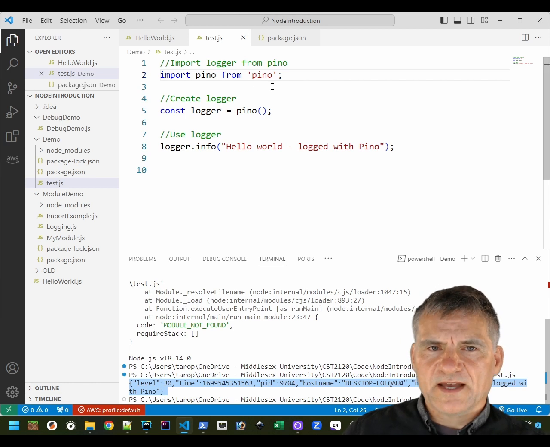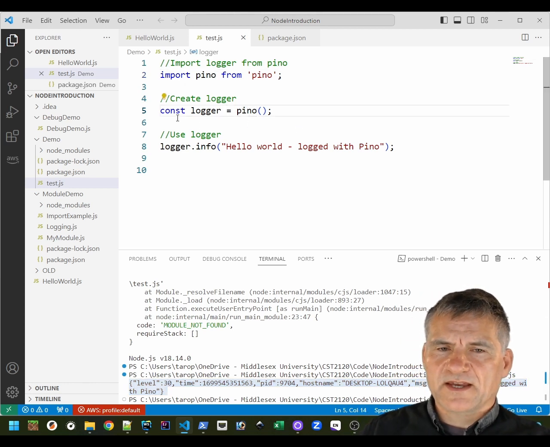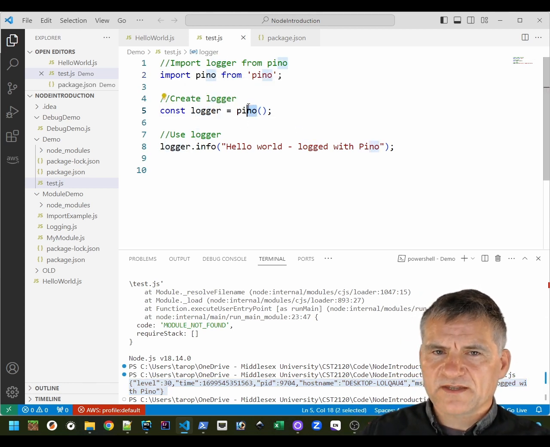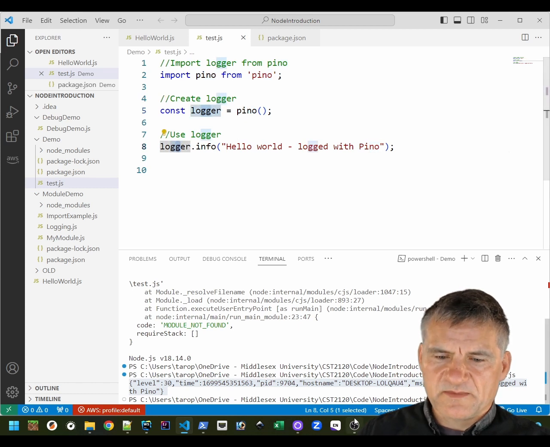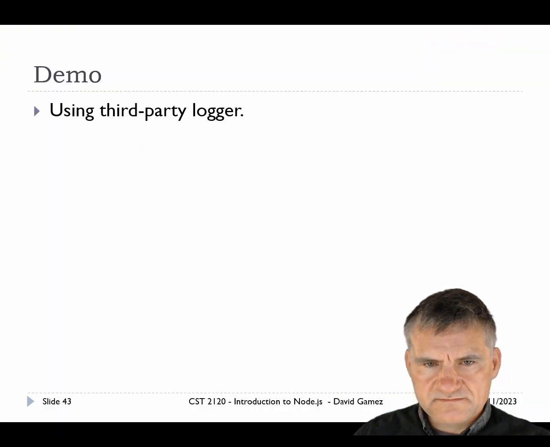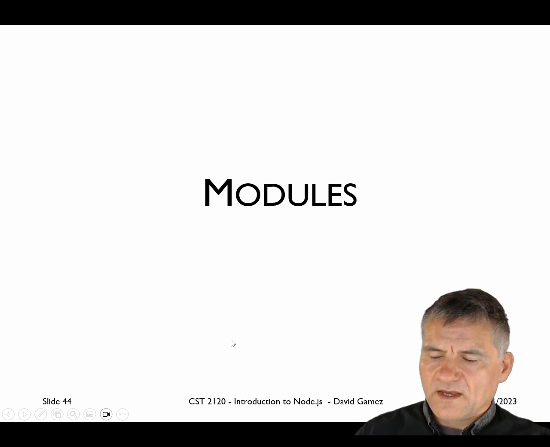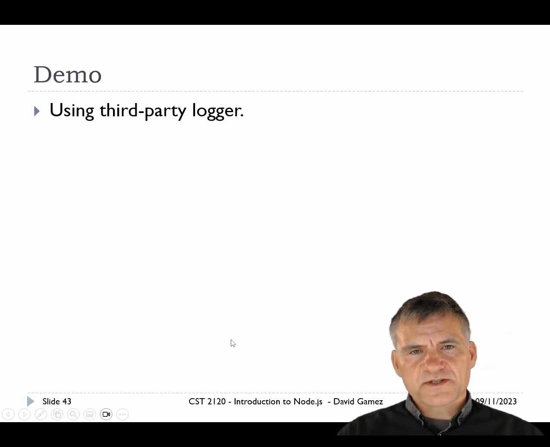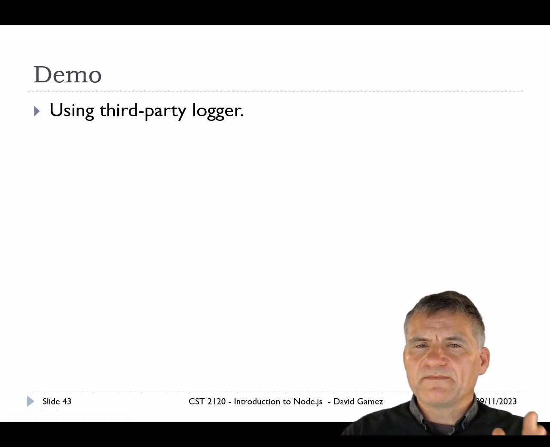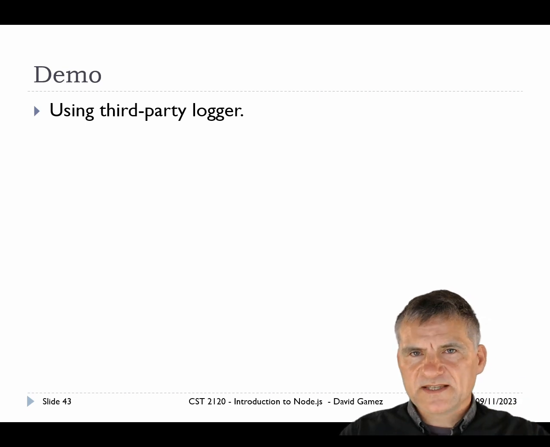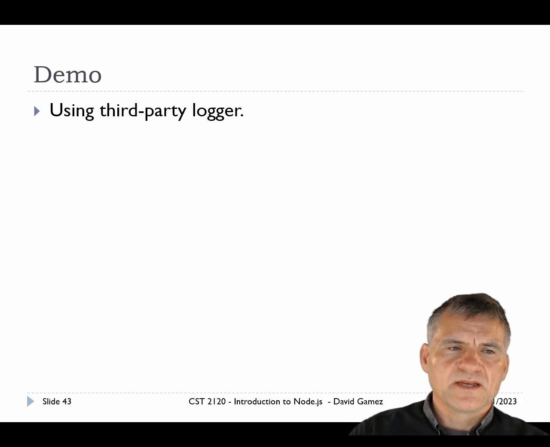Then you can see here more clearly, that's the output from Pinot. So I've imported Pinot, and it returns a logger, this Pinot function, and then I can use it in my code. So that's third-party modules, which we'll use a lot. You'll come back to that when I'm talking about Node with Express and Node with MongoDB.